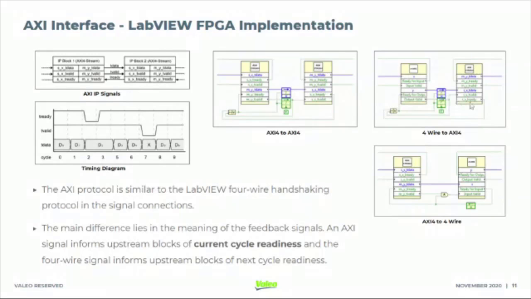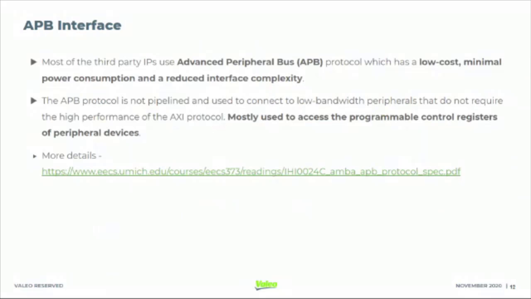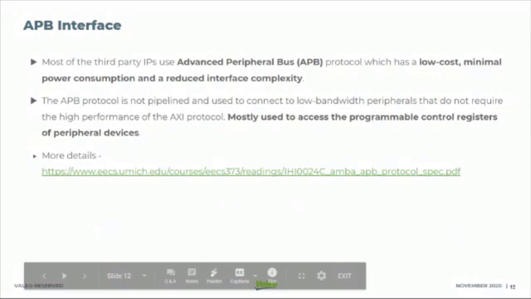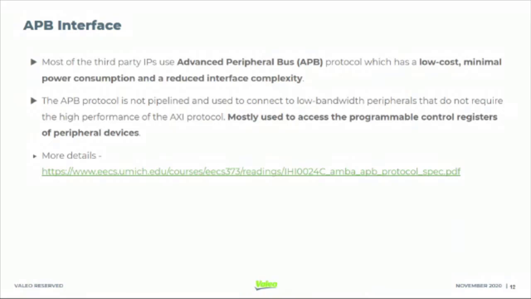Then looking at the APB interface, it's the Advanced Peripheral Bus, which is low cost, has minimal power consumption, and reduced interface complexity. This is used mostly for programmable control registers or peripheral devices. This particular IP might have some settings parameters that you want to configure before deploying or starting the IP. So the APB interface will program its registers from the host side. Some more details on the APB bus specifications can be found at this link.